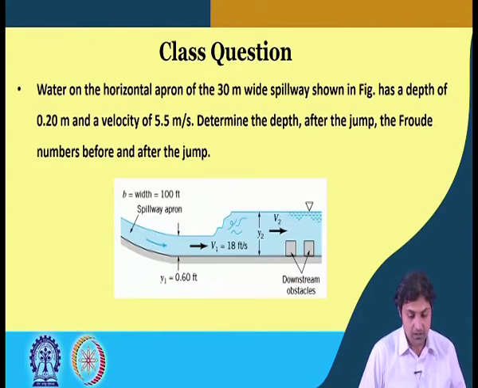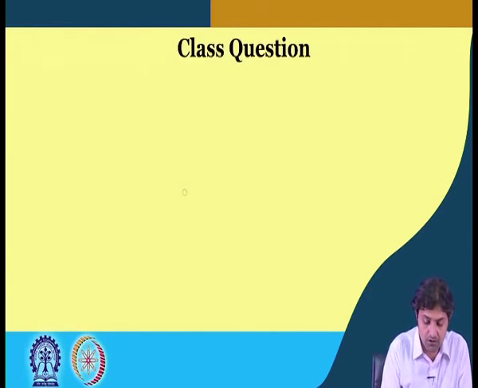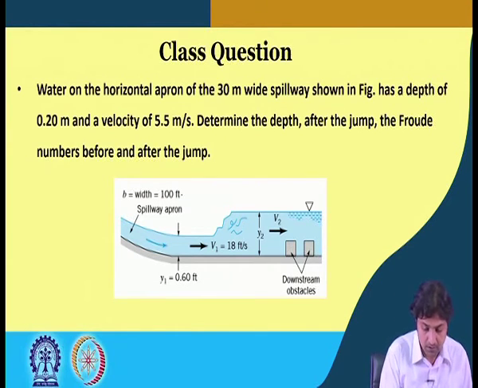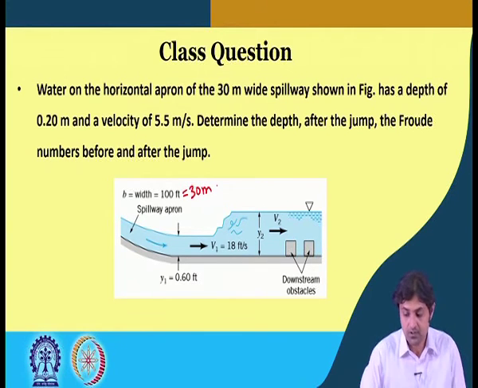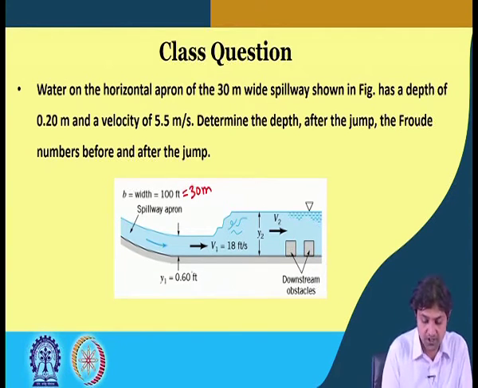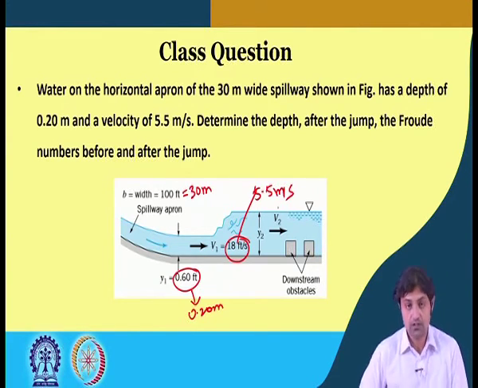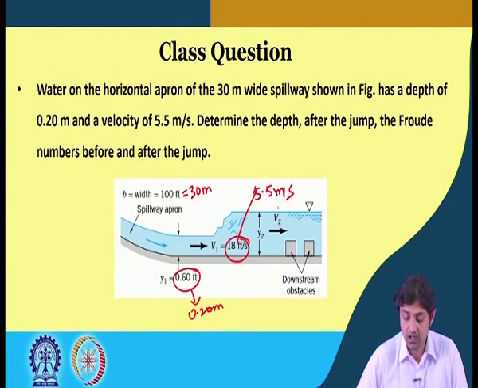It says that water on the horizontal apron of a 30-meter wide spillway, okay, so it is 100 feet or that is 30 meter, has a depth of 0.6 feet, which is equivalent to 0.20 meter, and a velocity of 18 feet per second, that means 5.5 meters per second. The question is determine the depth after the jump, the Froude numbers before and after the jump.